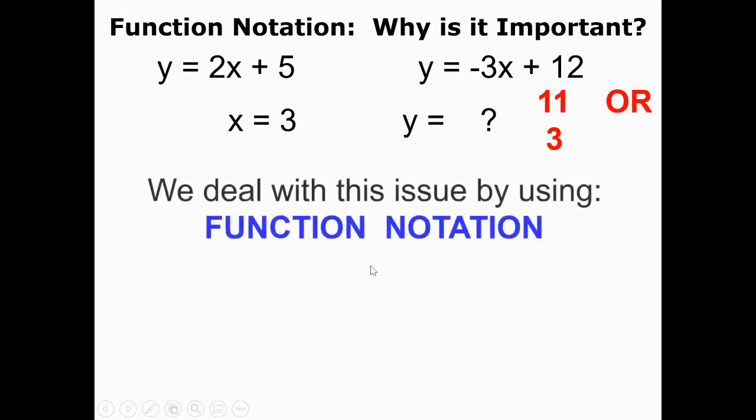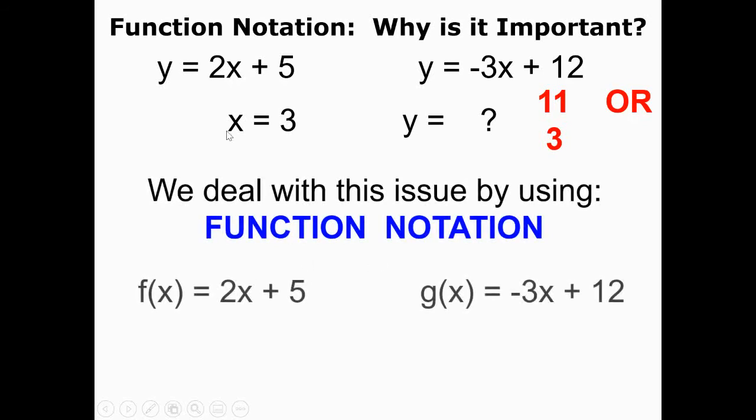Function notation helps to alleviate this issue. For example, this equation can be rewritten as f of x equals 2x plus 5. So we've called this equation a function now, and we've taken the second equation and named it a function as well, g of x in this case. We can use f of x, g of x, h of x, anything we want, and not even x, any letters. We'll see that soon.